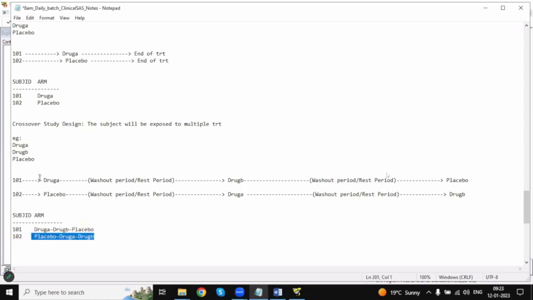By seeing your data set, we get to know whether it's a parallel study design or a crossover study design. In a parallel study design, one subject has only one drug's information. In a crossover study design, one subject has multiple drugs' information. So we have two types of study designs: parallel study design and crossover study design.